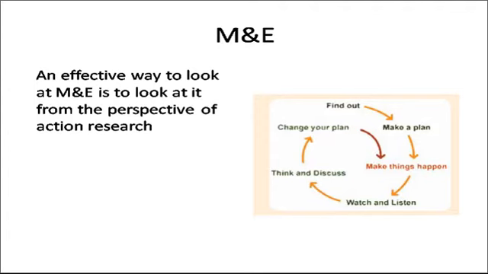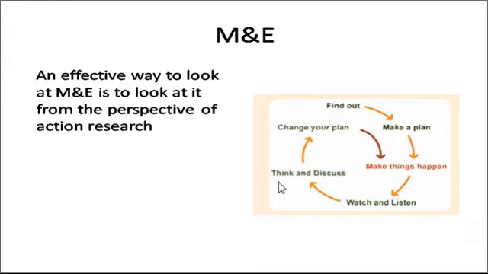So how does it happen? First of all comes our review of literature. We find out what the particular situation is. Remember the baseline research, the situation analysis that we do. So we do the finding out here. Then we make a plan, the strategy design, and then we make things happen. So we implement, we watch and we listen as to whether things are going in the right direction.